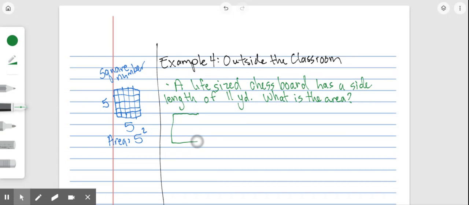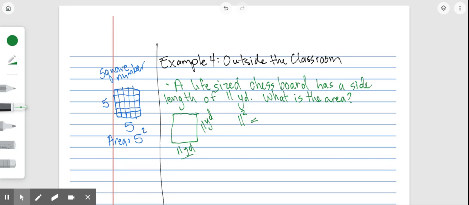Okay? So again, we're using the idea of a perfect square. So if one of the sides is 11 yards and it's a square, what does this other side have to be? It has to be 11 yards also, which means it's asking us, what is 11 squared? So we're going to do 11 squared.